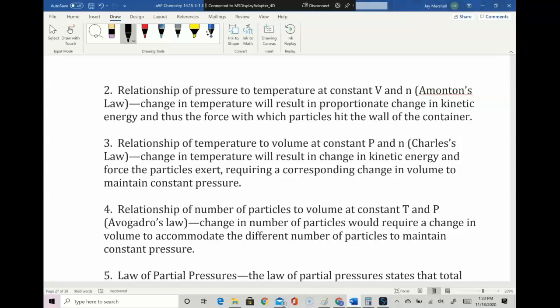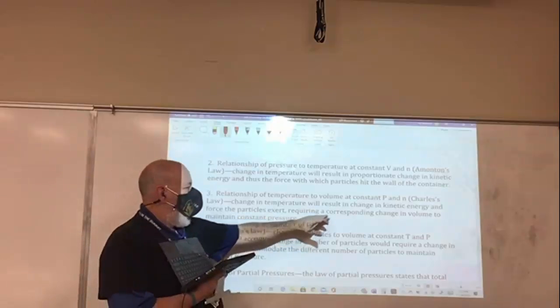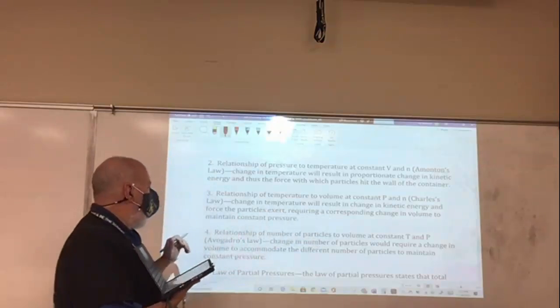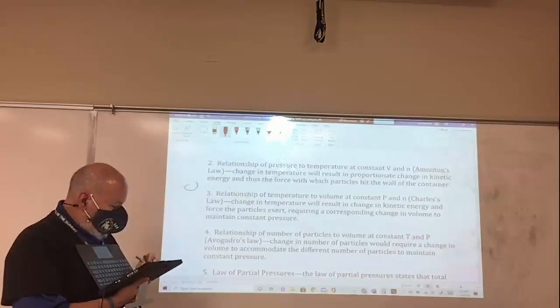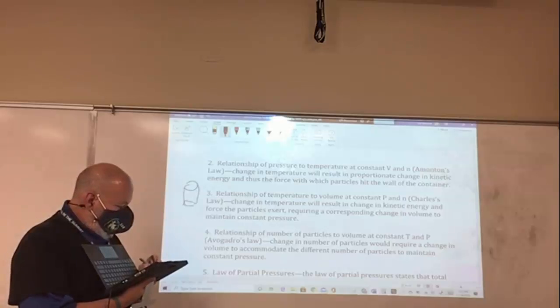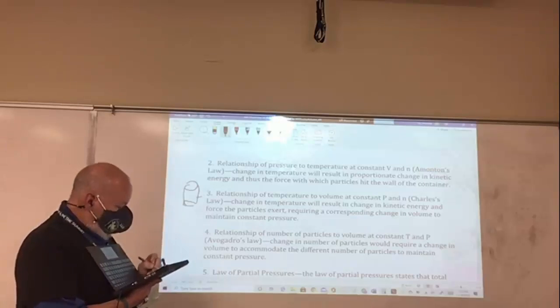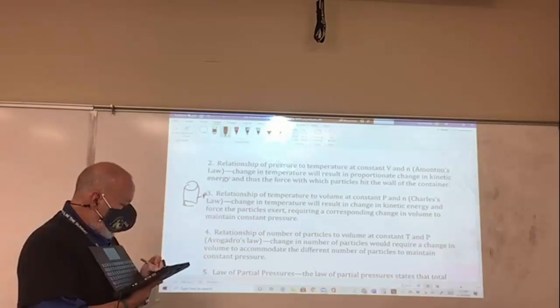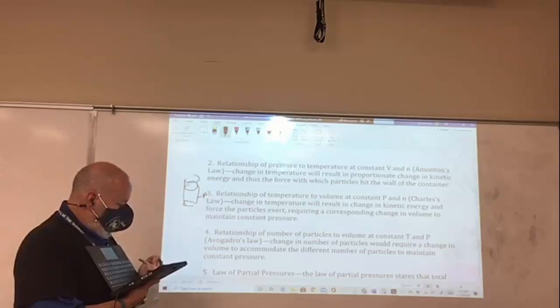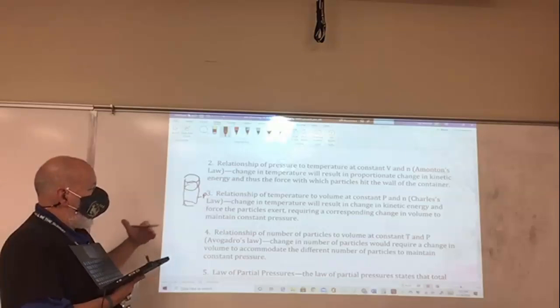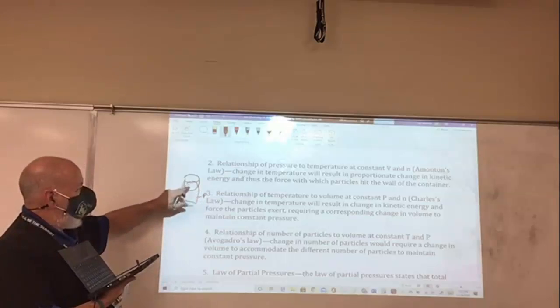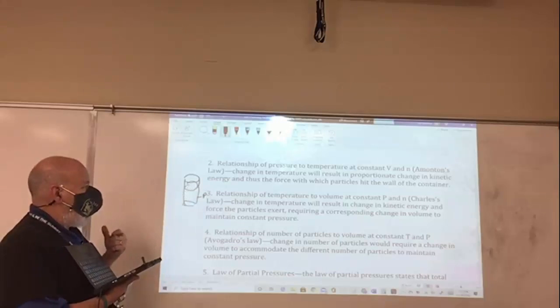Relationship of temperature to volume at constant pressure and number of particles. A change in temperature will increase the kinetic energy and the force the particles exert, requiring a corresponding change in volume to maintain constant pressure, right? If I smack the walls of my container with greater force, and I'm going to keep a constant pressure in there, I'm going to have to expand my volume, right? And the sort of apparatus that you would use in a situation like this is a cylinder that has a piston that floats up and down with change in pressure.